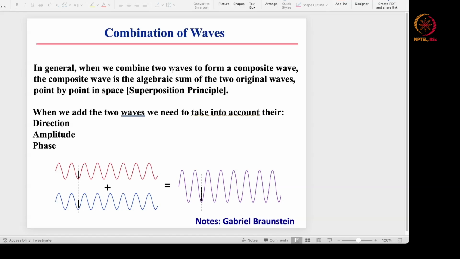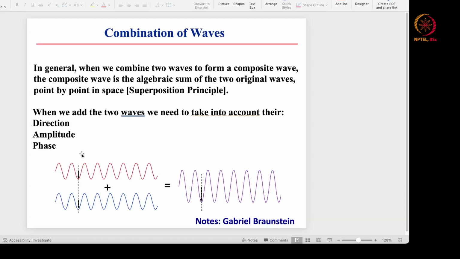When we combine two waves to form a composite wave, the composite wave is basically the algebraic sum of the two original waves point by point in space. This is called the superposition principle. So when we add the two waves, we need to take into account obviously their direction, their amplitude, and their phase. For example, here the red is one wave, then the blue is another wave.